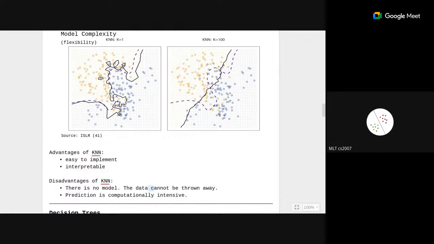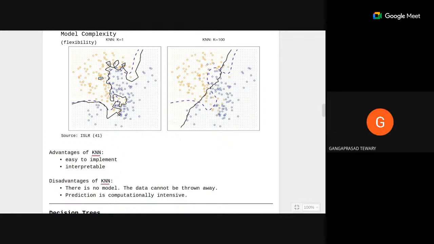Here there is no such thing. For every prediction that you have to make, you have to keep the data in your memory, and you have to compute the distances, right? So the result is computation. It's the same training data. Yeah, you have to have the training data with you at all times.